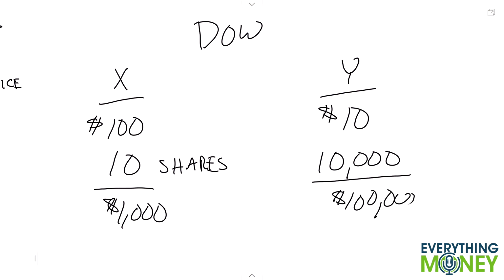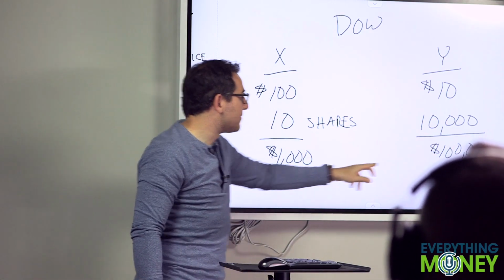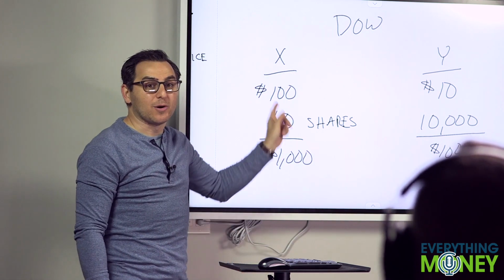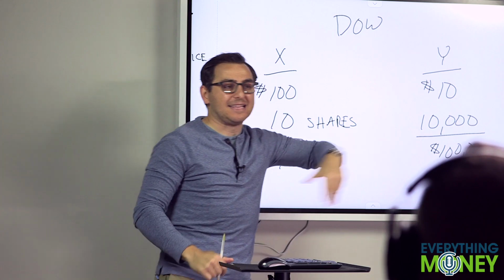So which one's worth more? Obviously company Y, right? Yeah. According to the S&P, Y would be 100 times greater than X. But according to the Dow Jones, X is worth 10 times more than Y, just because of the stock price. And I think that's very misleading.